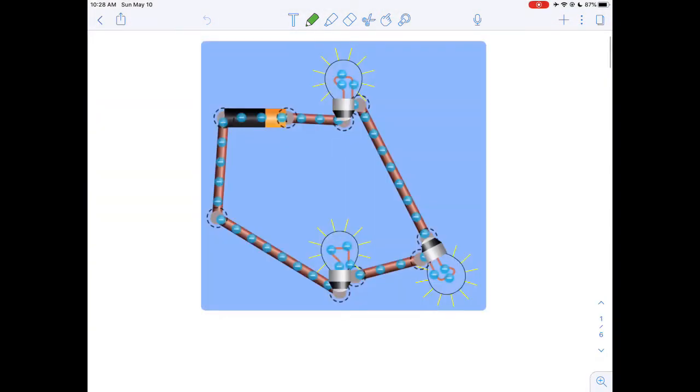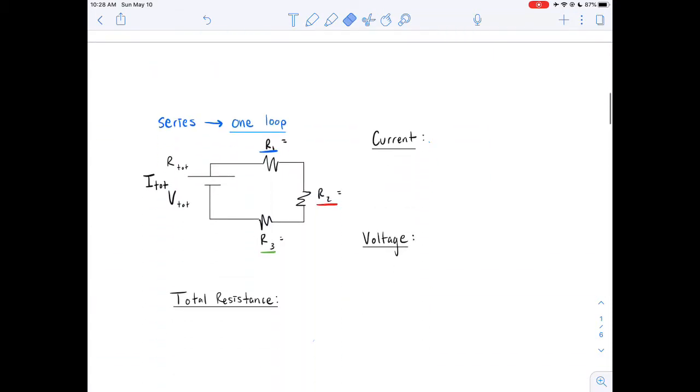So let's talk about applying Ohm's law in a series circuit. Here I've got a series circuit where current flows out of the positive terminal through each resistor component and then back into the negative terminal. So really there's only one loop for the current to travel through. So because there's only one loop, this is called a series circuit.